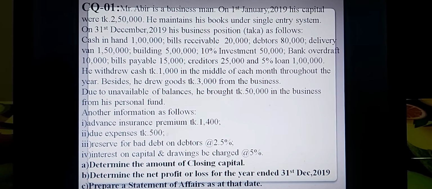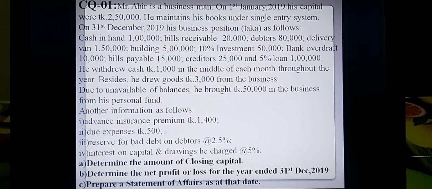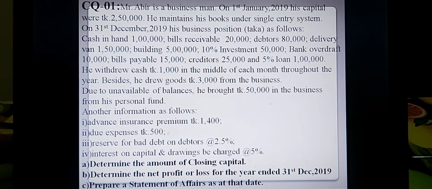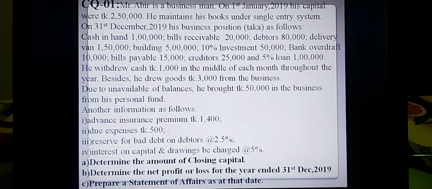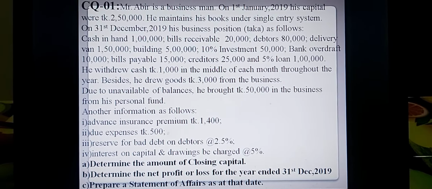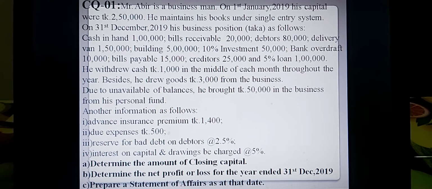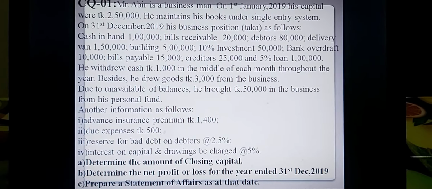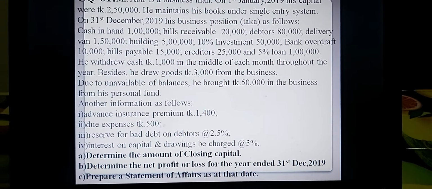He withdrew cash taka 1,000 in the middle of each month throughout the year. Besides, he drew goods taka 3,000 from the business. Due to unavailability of balances, he brought taka 50,000 in the business from his personal fund. Another information as follows.